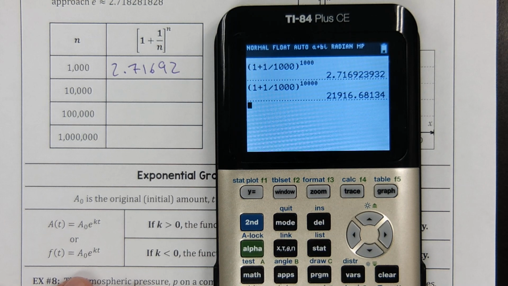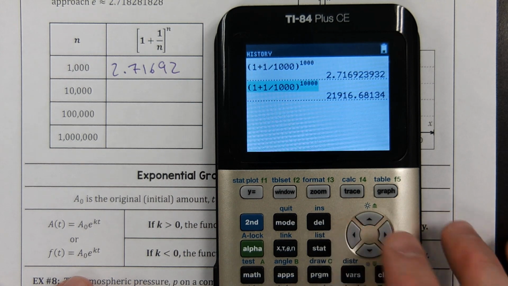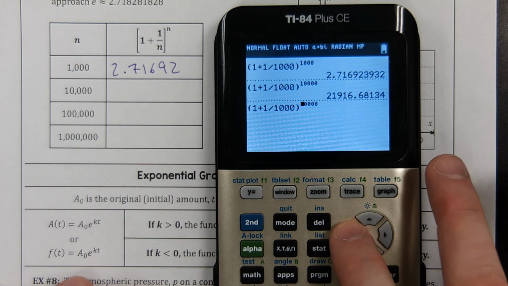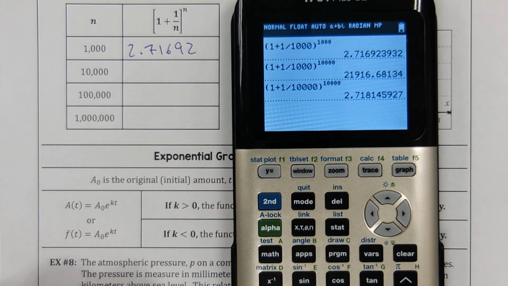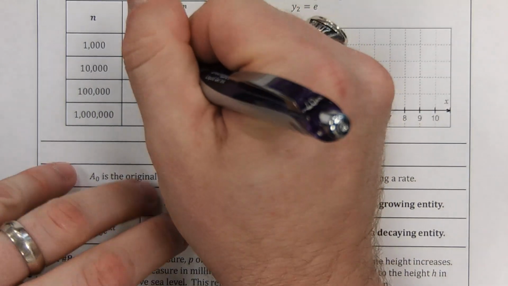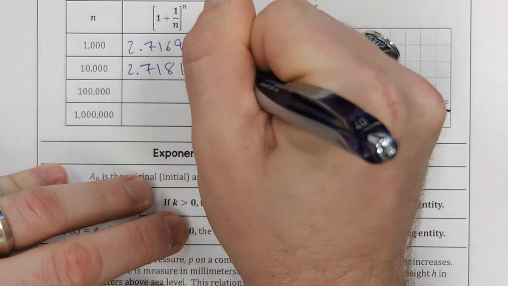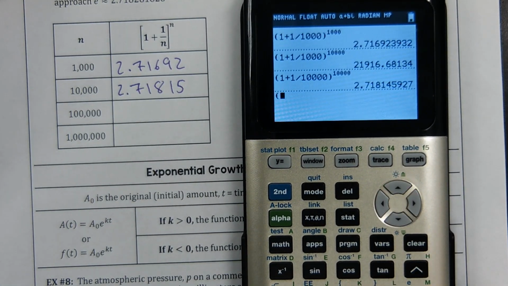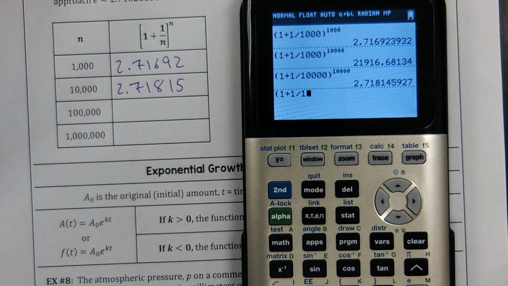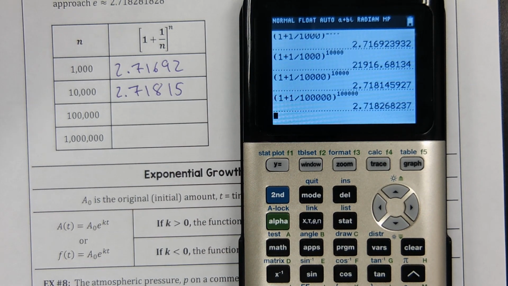To do that, you have to do insert, second insert 0, then hit enter. There we go, much better. So 5 decimals, 2.71815. Screw it, I'll just type it. 5 decimals, 2.71827.